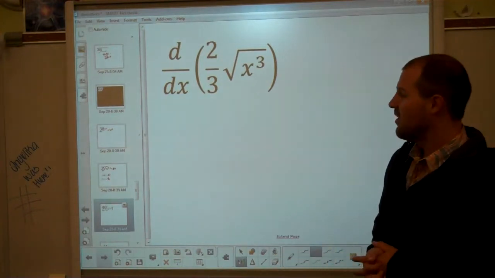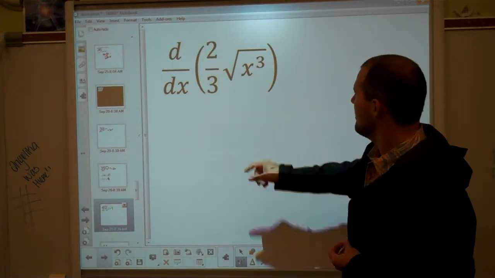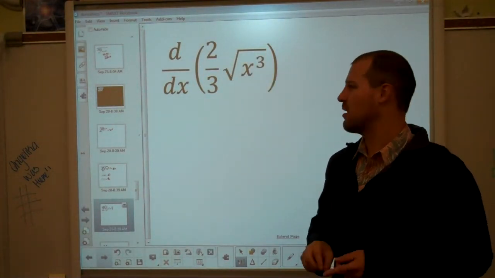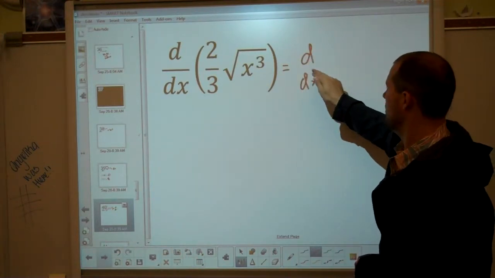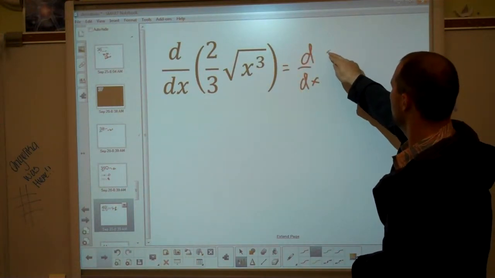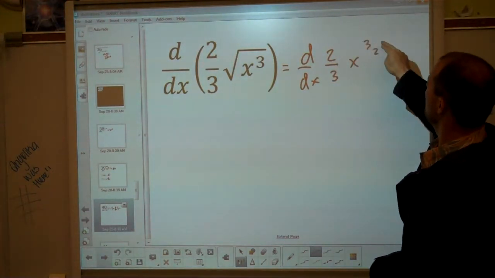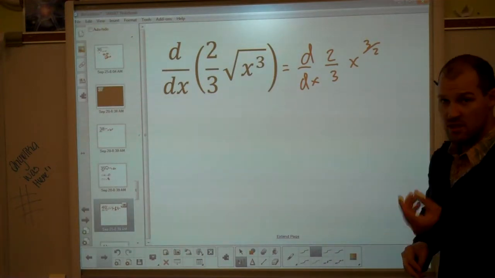And let's continue. All right, sometimes we're going to try to trick you by putting things in a little bit different form. And the thing that's going to be tricky on this one is that little radical right there, because that doesn't look like a power. But what we have to realize is that can be rewritten as an exponent, like this. So it's still 2/3, but then it's x to the 3/2 power. Okay, remember that root is a 2. So then the rule does apply.